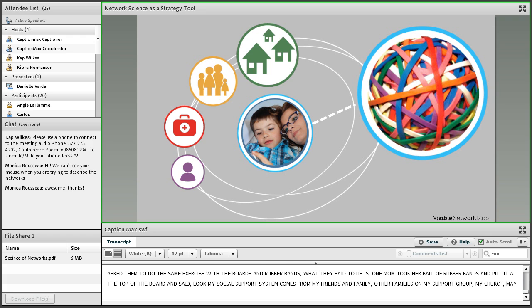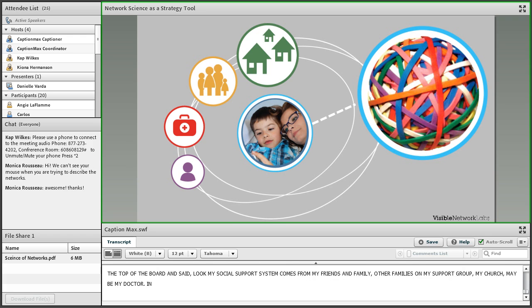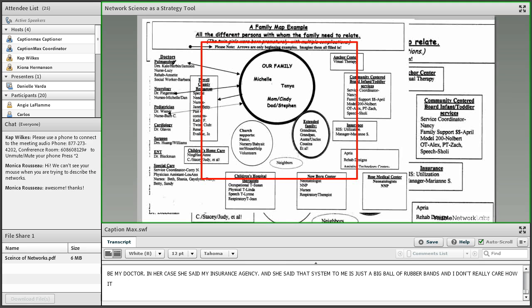And when we asked them to do the same exercise of the boards and rubber bands, one mom took her ball of rubber bands, put it at the top of the board and said, look, my social support system comes from my friends and family, other families, online support groups, my church, maybe my doctor. In her case, she said my insurance agencies, and that system to me is just a big ball of rubber bands, and I don't really care how it runs.